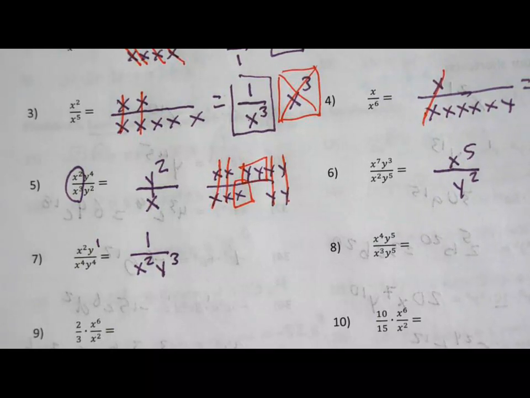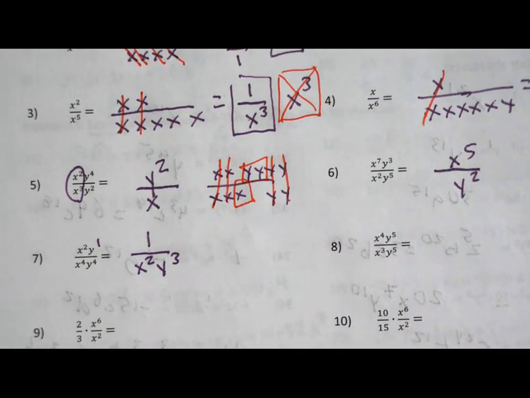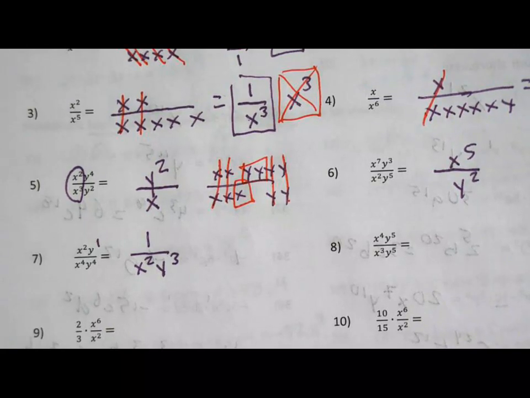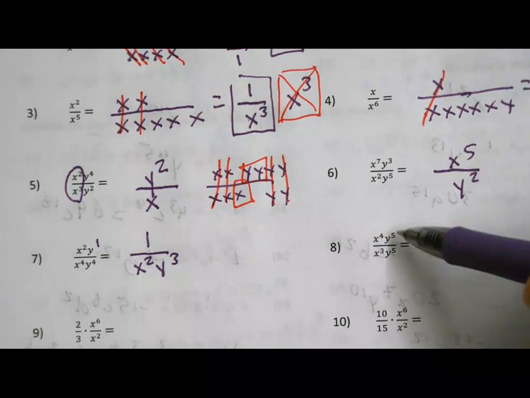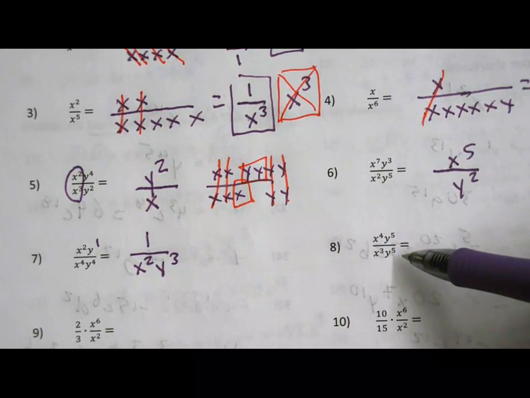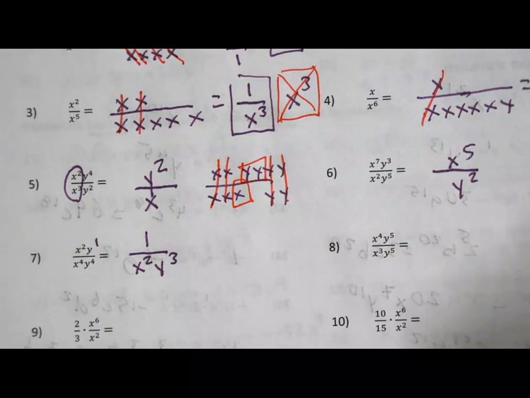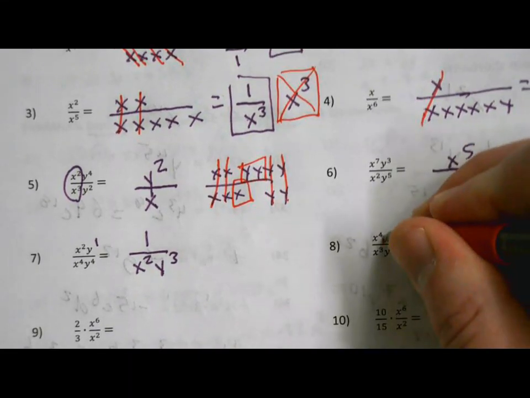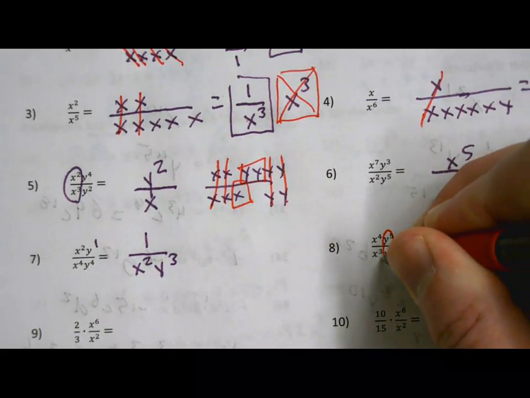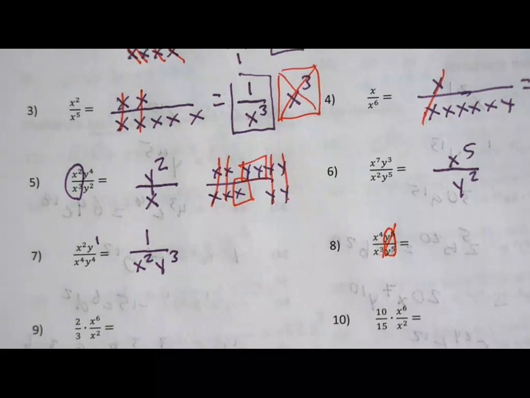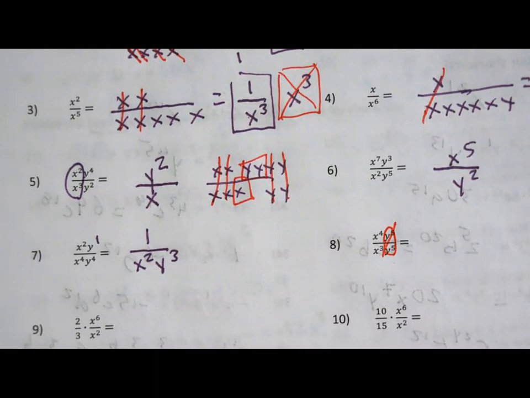Number 8 is also kind of weird. Let's talk about the y's first here. What happens when you have the exact same factor in the top and bottom of a fraction? We can cancel them. This y to the 5th and this y to the 5th are exactly the same, right? If we started canceling, all the y's are going to go away. So we're not going to have any y's in our final answer.